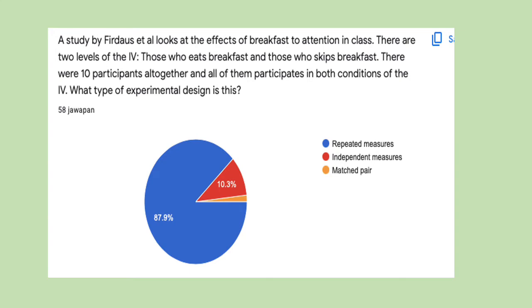So which means, like I said, there are two conditions, right? And then there are 10 participants. These 10 participate in both. Meaning that they have to repeat the eating breakfast condition and the skipping breakfast condition. So this is a repeated measures design. Okay? So don't confuse it with independent measures, because the clue is already there. It stated that they have to participate in both conditions. Hence, it's repeated measures. Okay?